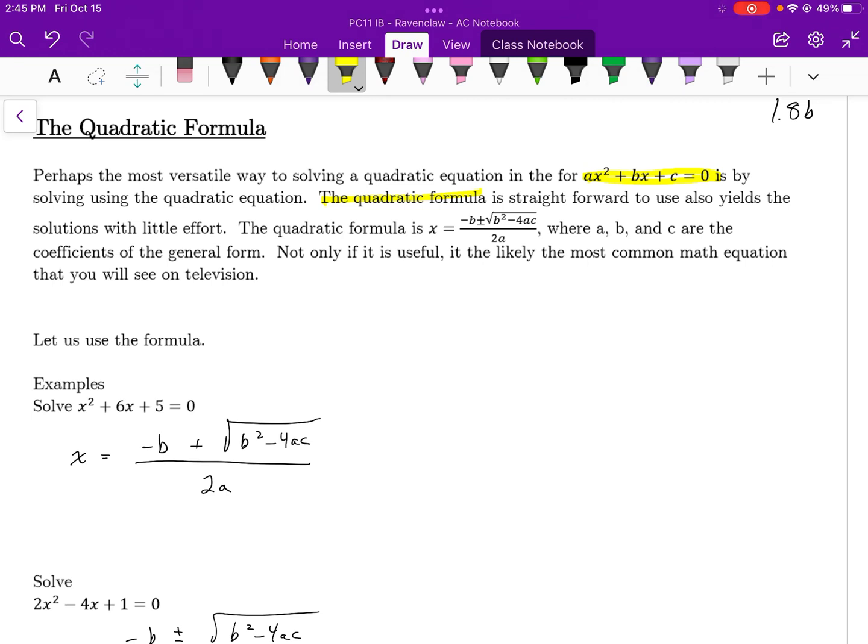The quadratic formula is x is equal to negative b plus or minus the square root of b squared minus 4ac over 2a, where a, b, and c are the coefficients of x squared, x, and the constant, respectively.